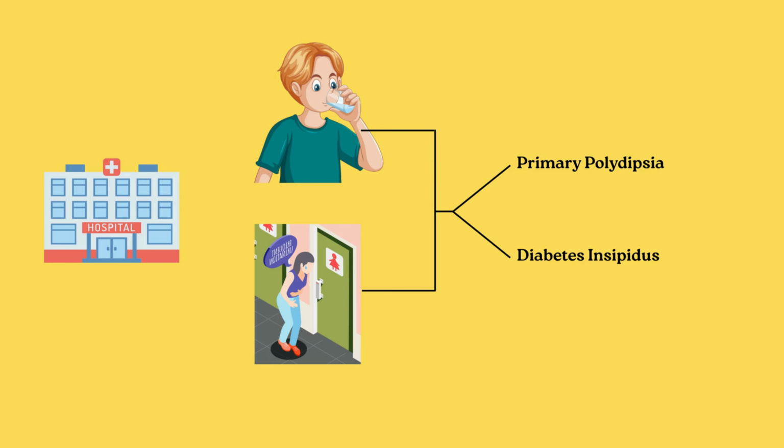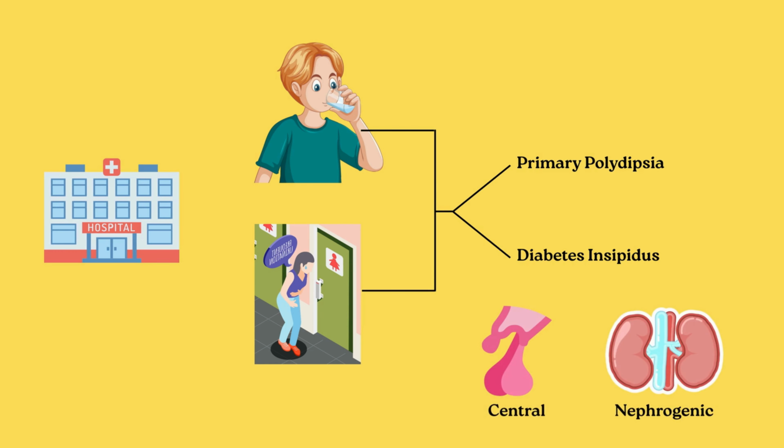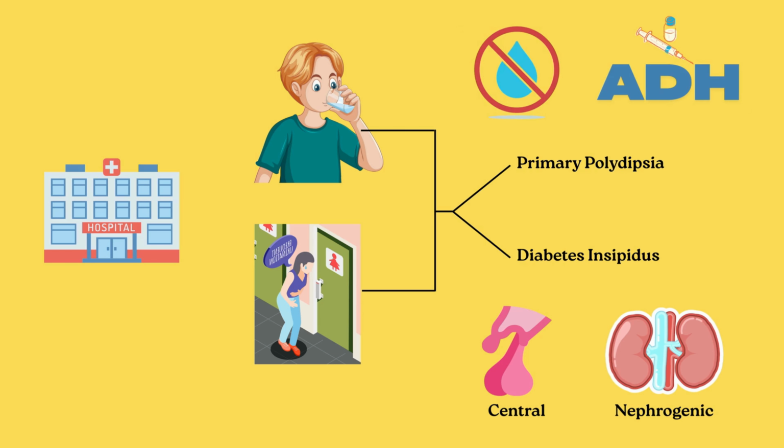In this session, we'll break down how central and nephrogenic diabetes insipidus differ from primary polydipsia, how the diagnostic approach, particularly the water deprivation test and ADH administration, helps distinguish them, and why recognizing the difference matters for both exam questions and real-world patient care.